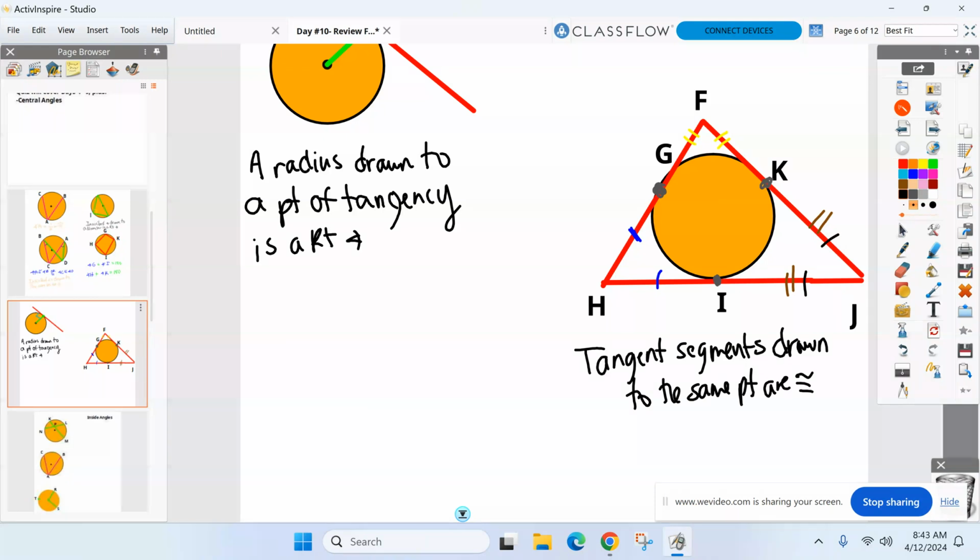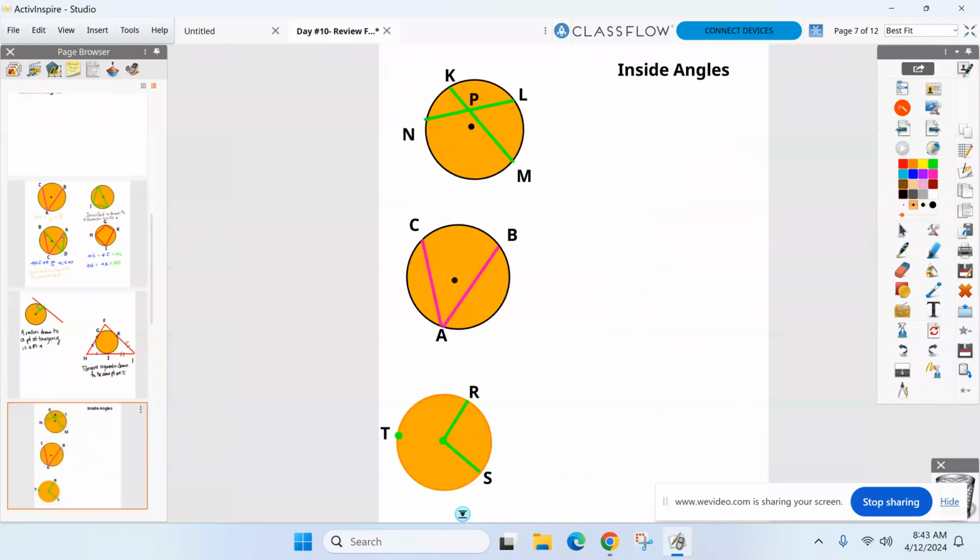Anything so far? We haven't even gotten to the angles yet. These are just some circle facts. We haven't even gotten to all the different types of angles we've been going over. All right, let's hit that up. If an angle is formed inside the circle, there's three types. Three types of angles can be formed inside a circle.